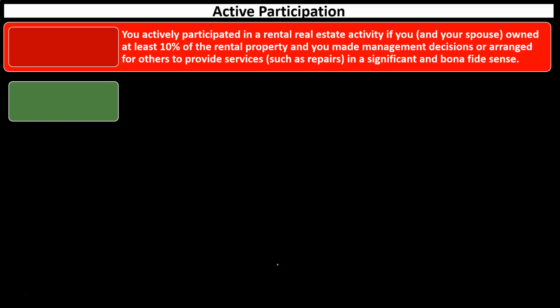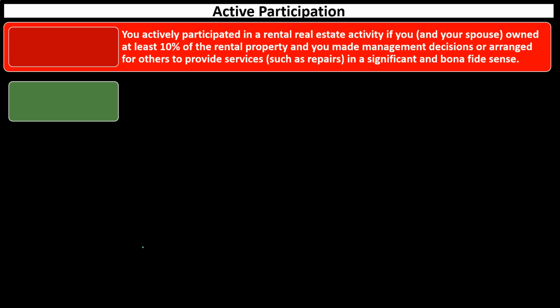be active income. So active participation, you actively participate in a, so now of course, if you have rental property, you want to be actively participating if you're going to have losses so that you could take that 25,000, if possible, of the losses against active income. So what does it take to be active?